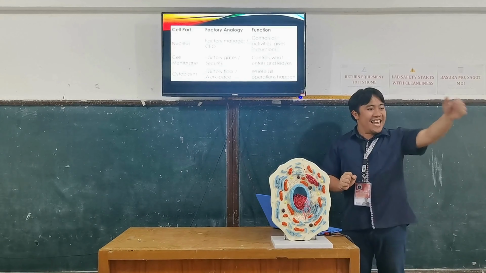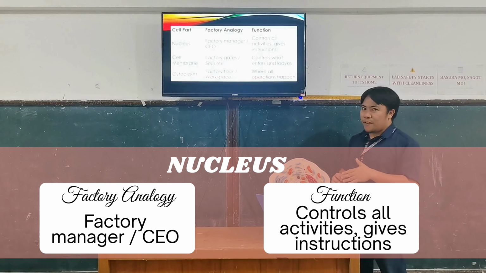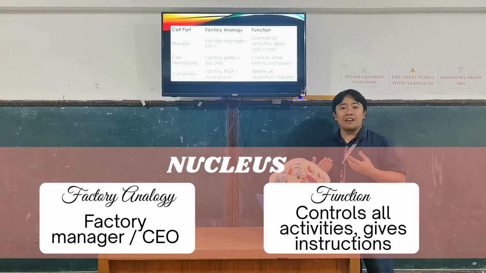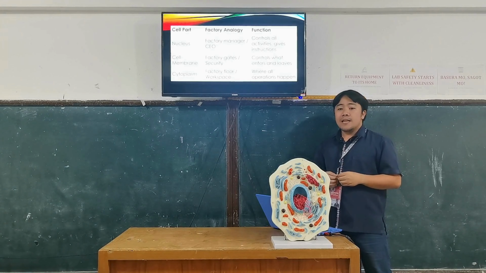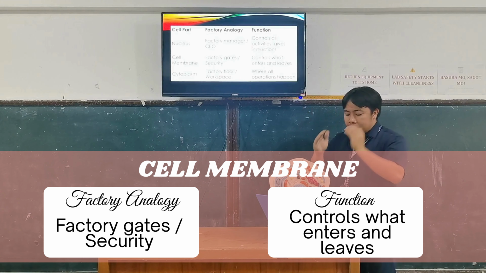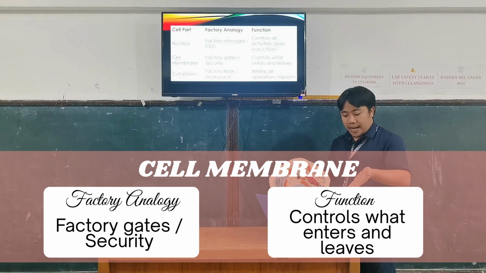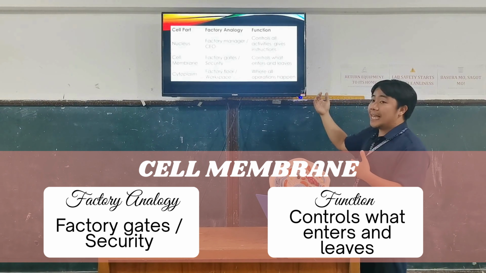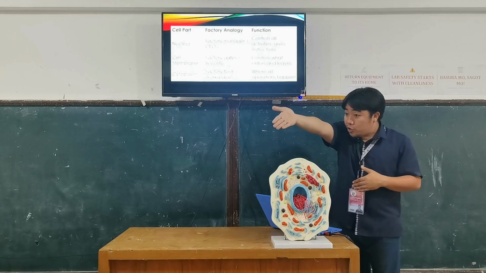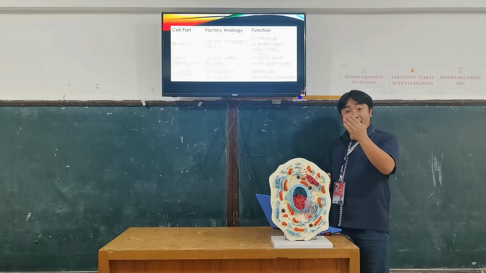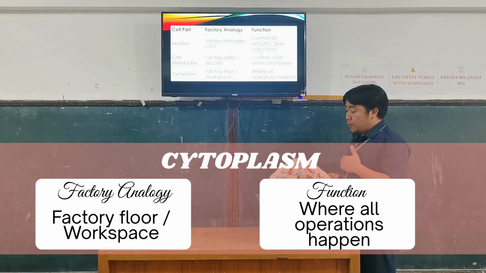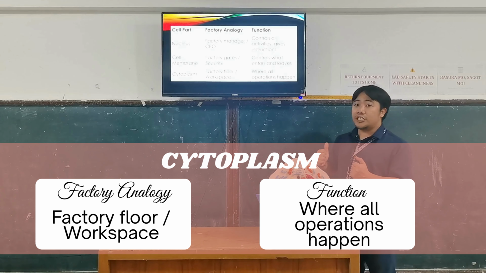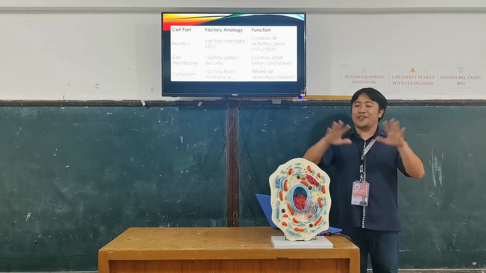Group 1 said that the nucleus is like a factory manager. It controls all activities and gives instruction. That's very good. The second group says that the cell membrane is like a factory gate or security because it controls what enters and leaves. And for the third group, they said the cytoplasm is like a factory floor or workspace because it is where all operations happen. All of you got the correct answers.